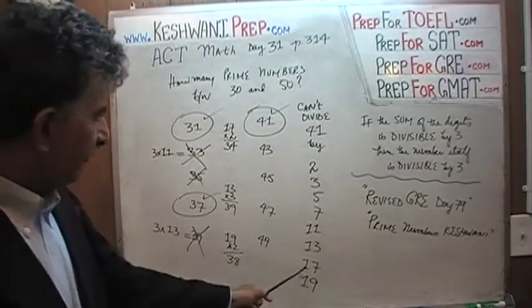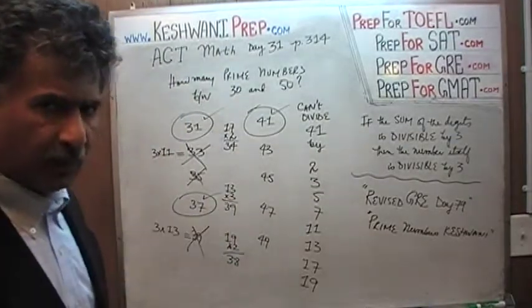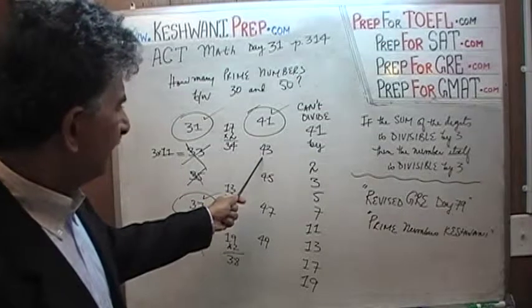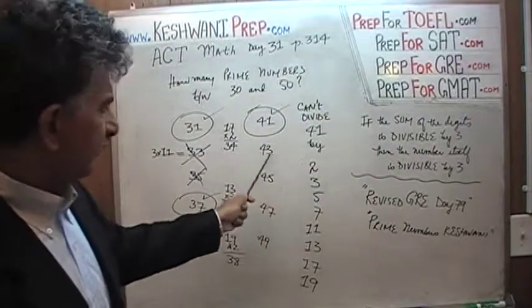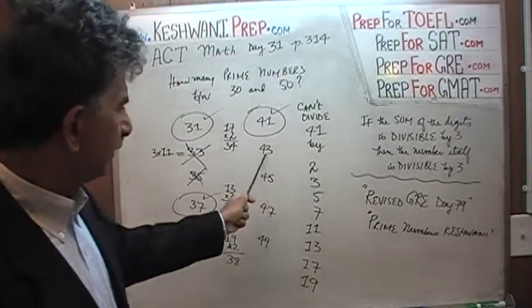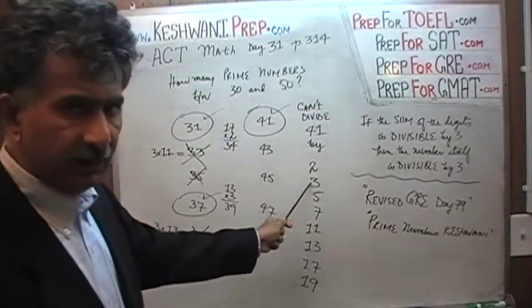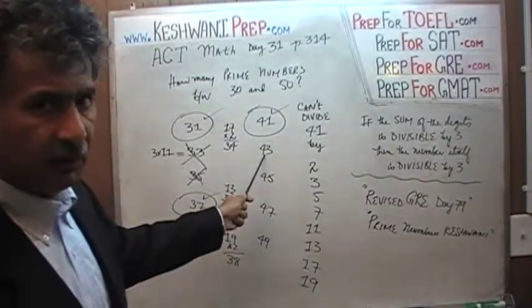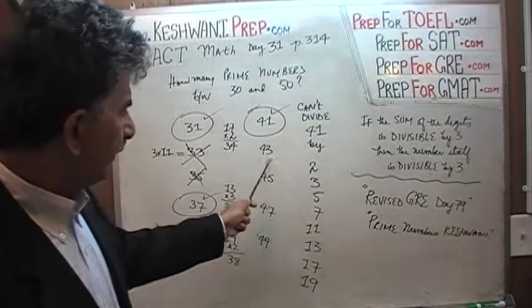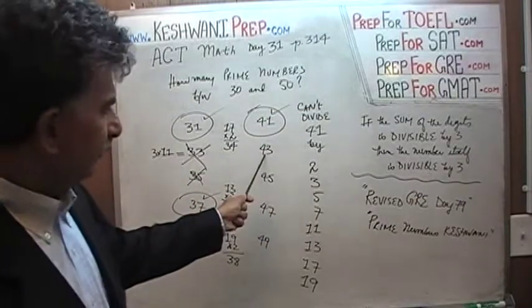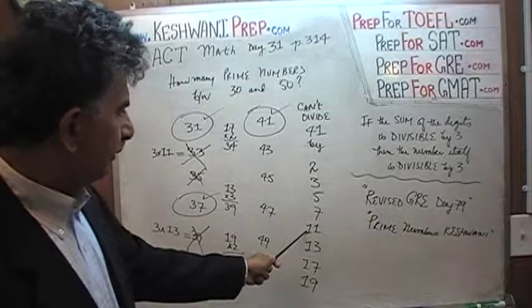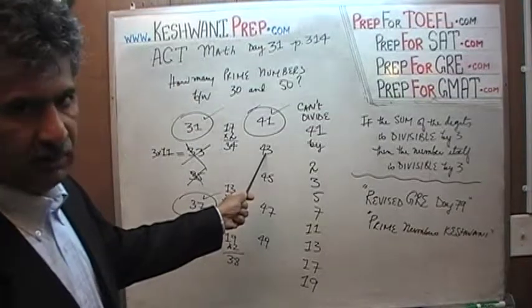That's it. We have hit the halfway mark. Let's go to 43 very quickly. Now we are beginning to get the idea. 43 is not divisible by 2 because it's not an even number. It's not divisible by 3 because the sum of the digits is 7, and 7 cannot be divided by 3. It's not divisible by 5 because it doesn't end in a 0 or a 5. It's not divisible by 7 because 7 times 6 is 42. This is 43, so it's going to have a remainder of 1. It's not divisible by 11 because this is 43, not 44.